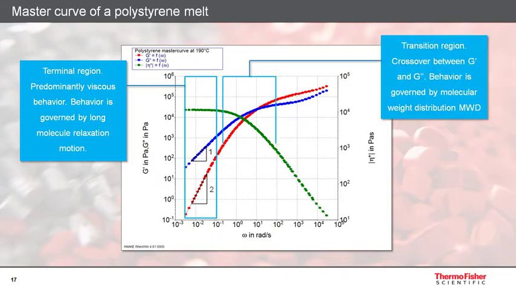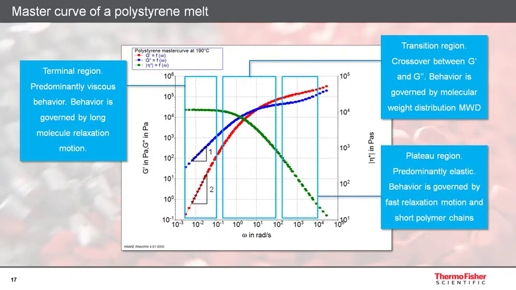At medium frequencies, we see a transition region with a crossover between G' and G". The behavior in this range is strongly affected by the molecular weight distribution of the polymer. At the highest frequencies, the sample behaves predominantly elastic, with G' bigger than G". The polymer behavior in this range is governed by the fast relaxation motion of the shortest polymer chains.